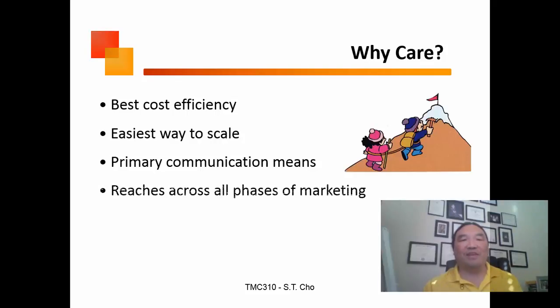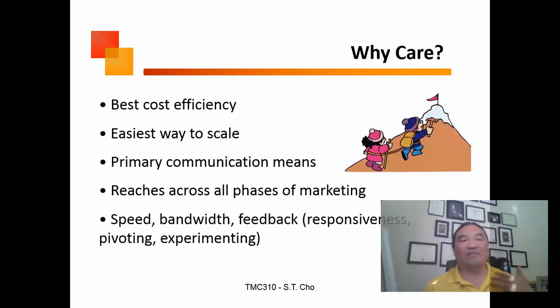It's the primary communication means of how we can talk to people. It affects all phases of marketing, whether I'm trying to find customers, get customers, or grow customers. And what it comes down to is about my speed, my bandwidth, and my feedback. Essentially taking that information and feeding it back, constantly improving, constantly changing. And the thing about digital marketing is that it builds itself. Your web builds on your social and everything else.